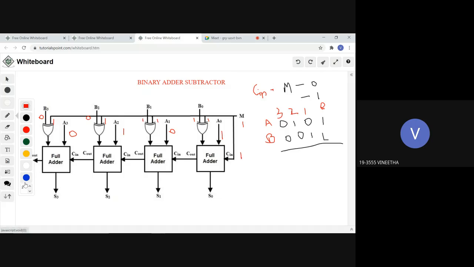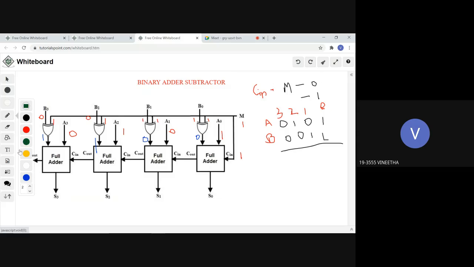So here we have an XOR gate between B and M. So when we perform XOR operation for 1 and 1, we get the result as 0. 1 and 1 again, we get 0. 0 and 1, we get 1. And again 0 and 1, we get 1. Because XOR gate is an odd one detector.